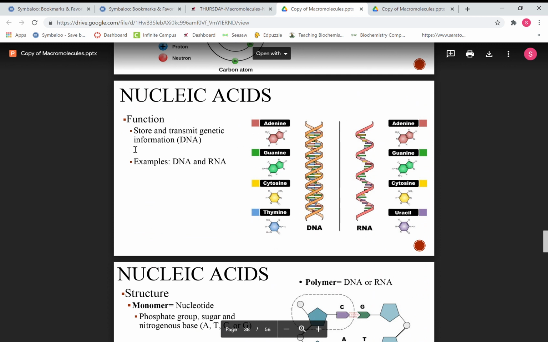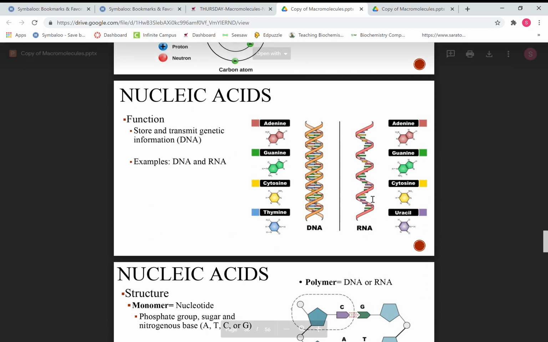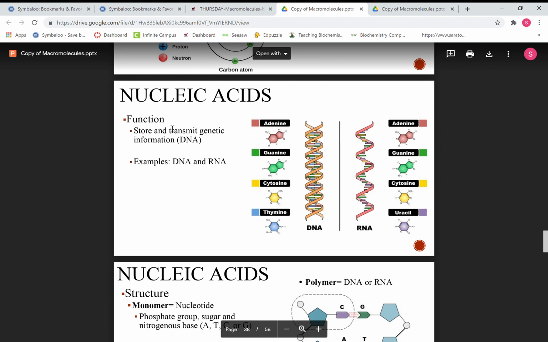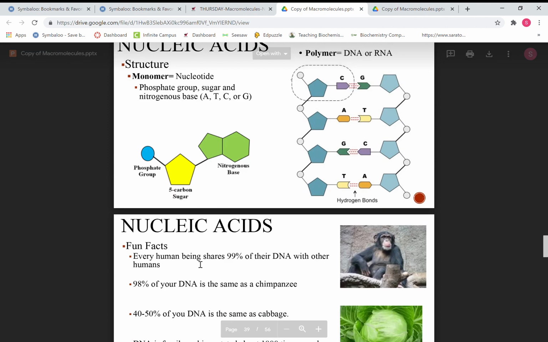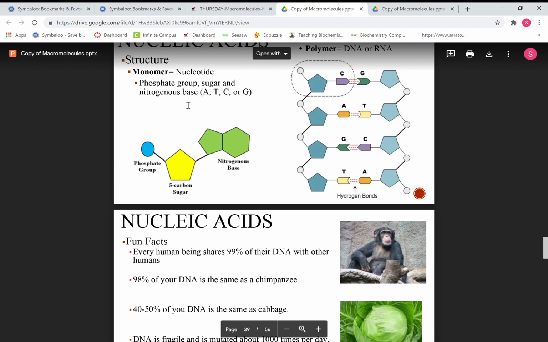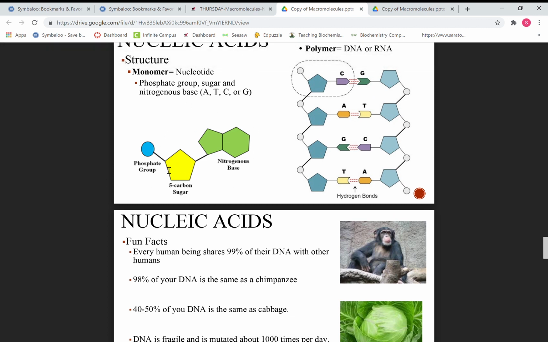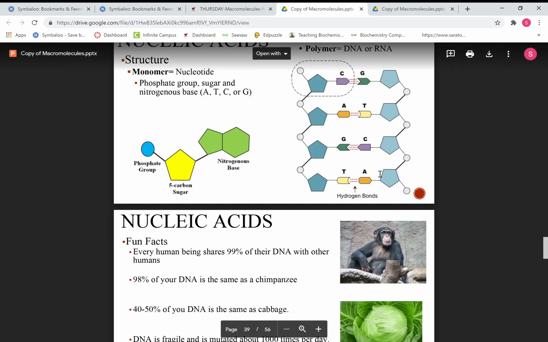Again, we talked about this being the DNA and RNA. That's nucleic acids. The monomer of a nucleic acid is a nucleotide. The polymer is the DNA and RNA. Here's what a nucleotide looks like, a monomer right here. It has a phosphate group, a sugar group, and a nitrogen base group. You'll see that over here. This is a long chain of them, so that's the polymer.